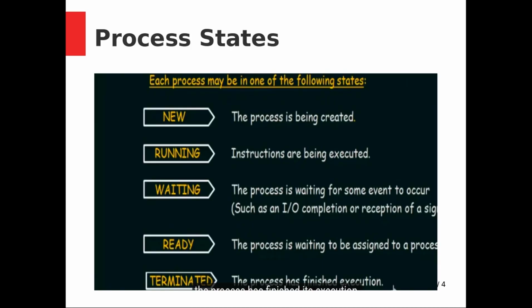Or suppose you are performing an IO operation. You are pressing the keyboard, typing something, and it is displayed. That is called an input operation. Or you are taking the printout, that is called an output operation. So different IO operations are there. In some cases, the process which has higher priority will be executed.